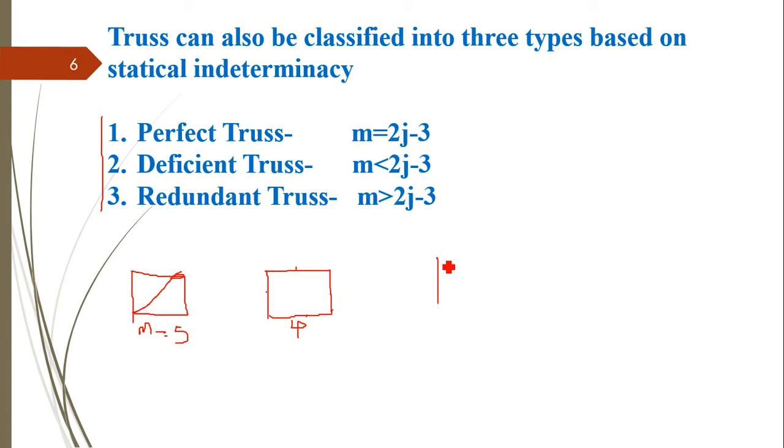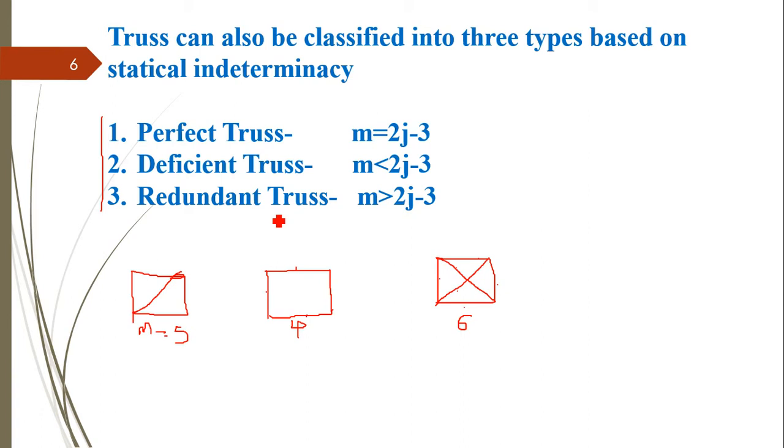Then considering the third figure, a rectangle with one diagonal and a second diagonal, the total number of members is 1, 2, 3, 4, 5 and 6. So M equals 6. The total number of joints is 1, 2, 3 and 4. So again 4 into 2 minus 3 is 5, and this is 6. So 6 is greater than 5. So the third figure is an example of the third type of truss, which is the redundant truss.